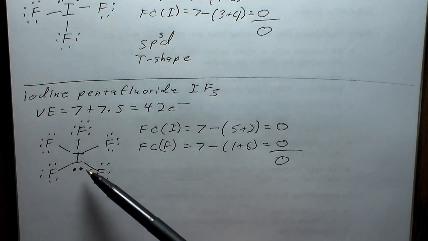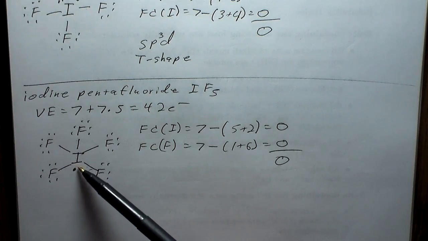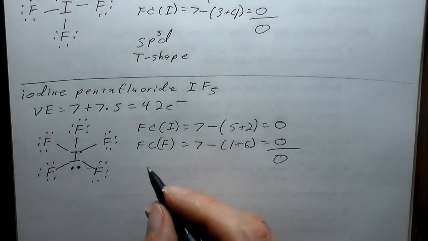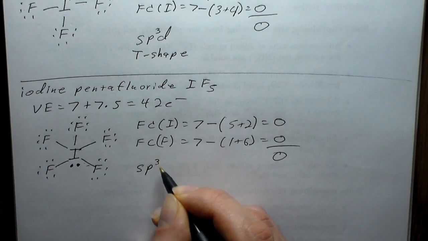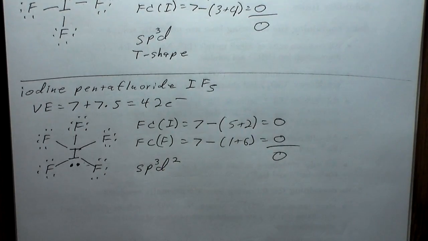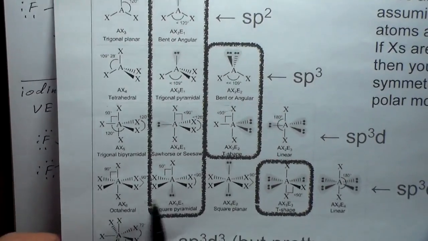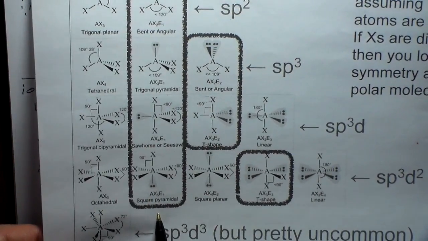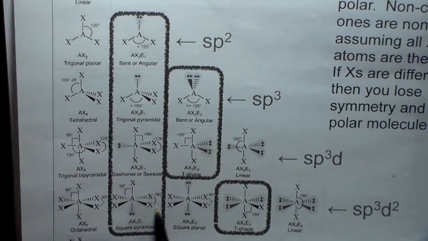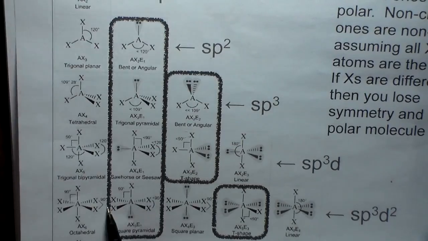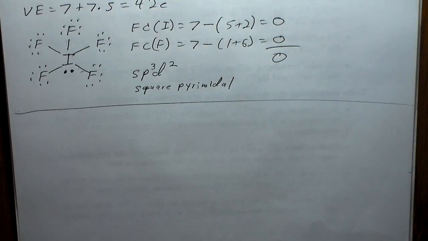And then as for my hybridization, well, it's attached to 5 things and a lone pair, so that's going to be 6 things total, so this is going to be sp3d2, like so. And then as for the shape, this right here is going to be my square pyramidal. So we're going to have my 4 fluorines around the equator, arranged in a square with another fluorine sticking up top. All right, next up we're going to look at xenon difluoride.